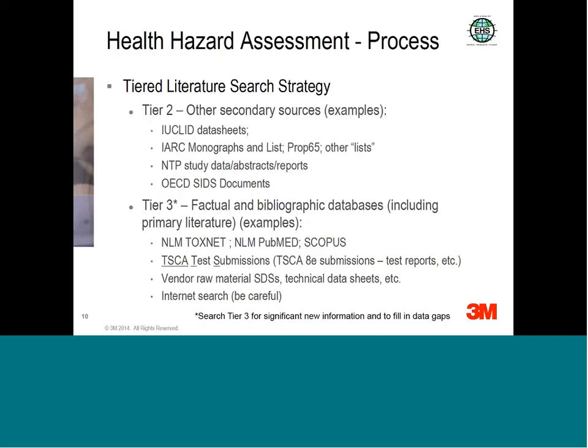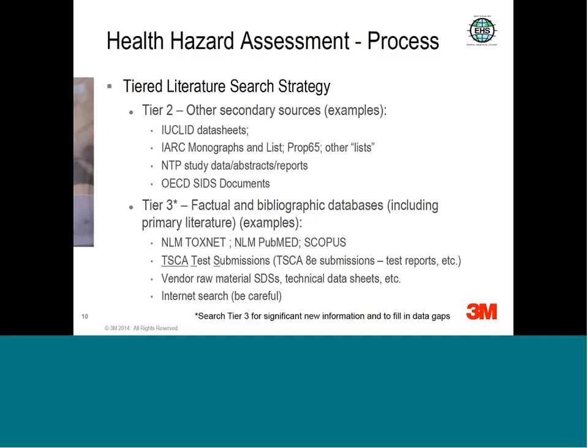Our tiered literature search strategy goes to Tier 2. And we have other secondary sources, and some examples are EUCLID data sheets, IARC monographs, the Prop 65 list and documentation of why it's on that list, and other lists that you may find, National Toxicology Program study reports, abstracts, et cetera, and OECD SIDS documentation. These are all readily available through the parent organization and on the website and through purchased databases.